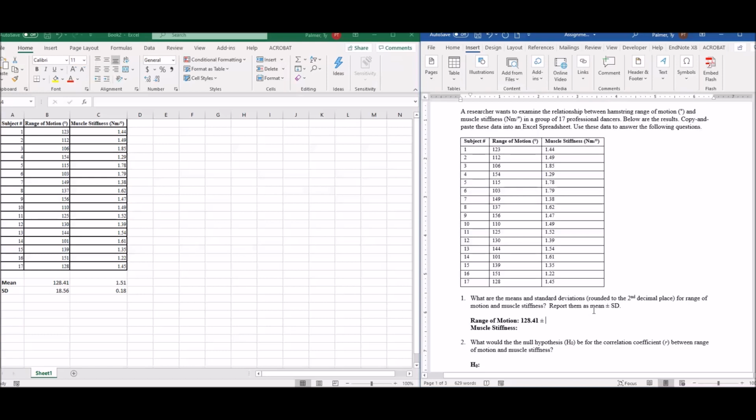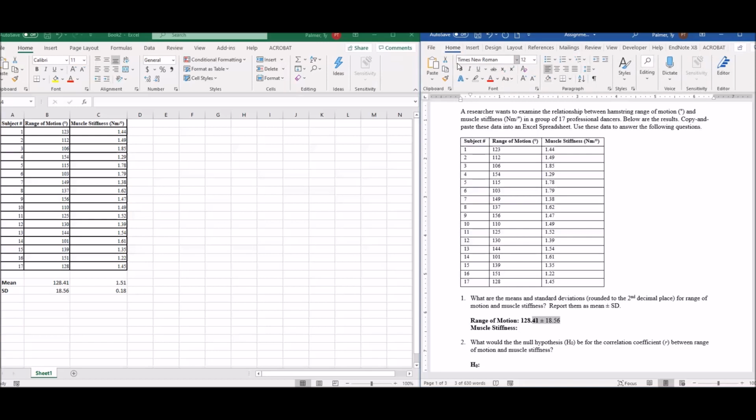Again, I want you to write or report it as this because a lot of times in research, this is the way it's reported. It's reported as mean plus or minus standard deviation. And so I want you to get in the habit of reporting it like this. The standard deviation we just reported, 18.56. Okay, and again, we'll bold all of this to indicate our answer here.